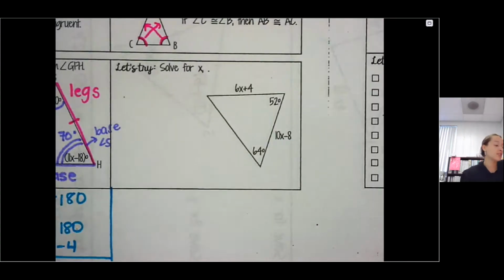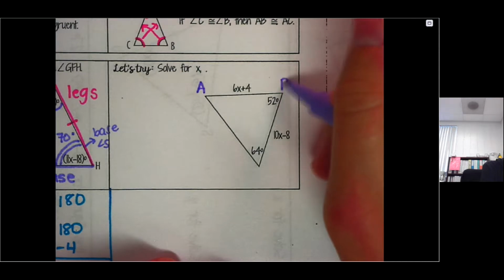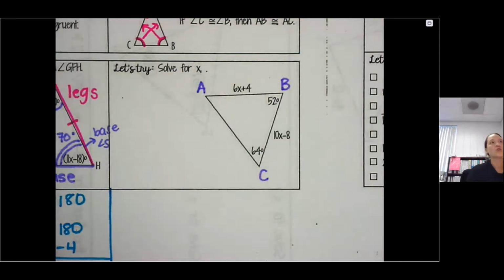Now, first thing we're going to do, just like in the last one, we're going to identify some pieces here. Actually, why don't we do this? Because I don't have letters. Let's put A at the top on the left, B on the right, and C at the bottom, just to help us out as we talk about them. Which two sides are my legs? We don't know. Why not? Doesn't have the tick marks.